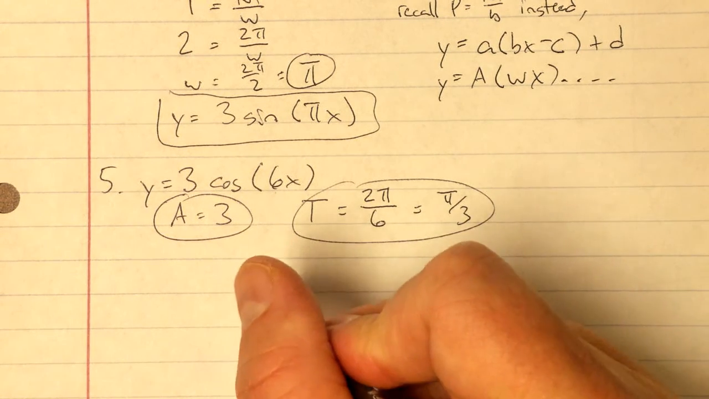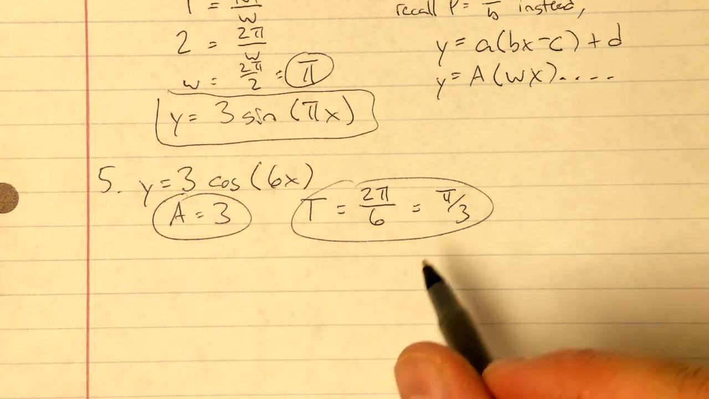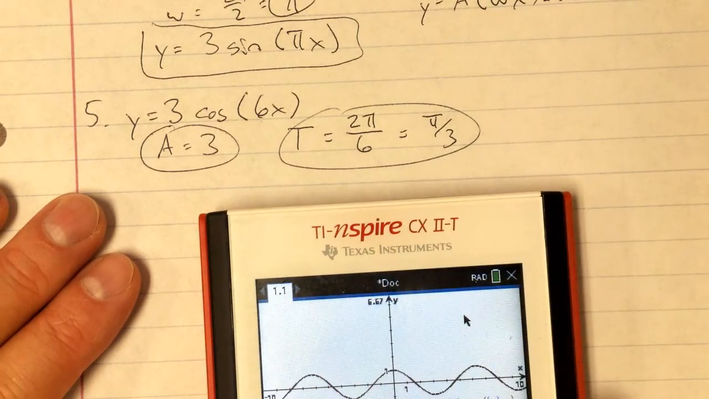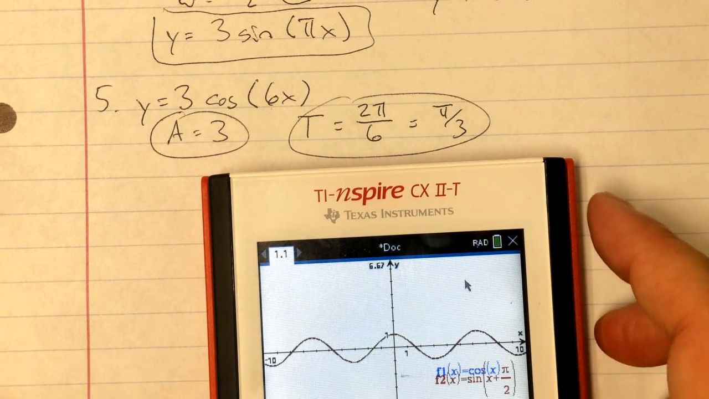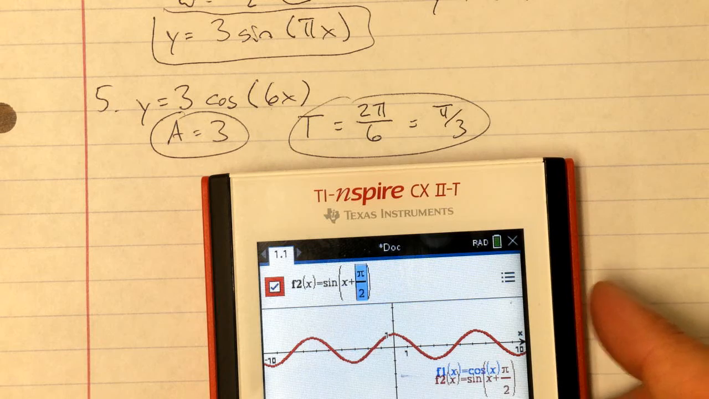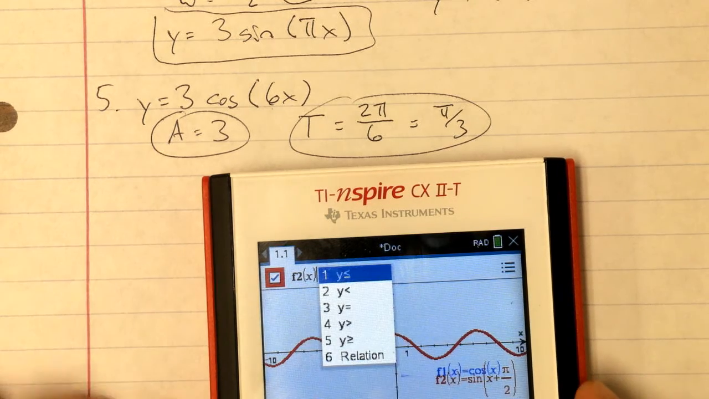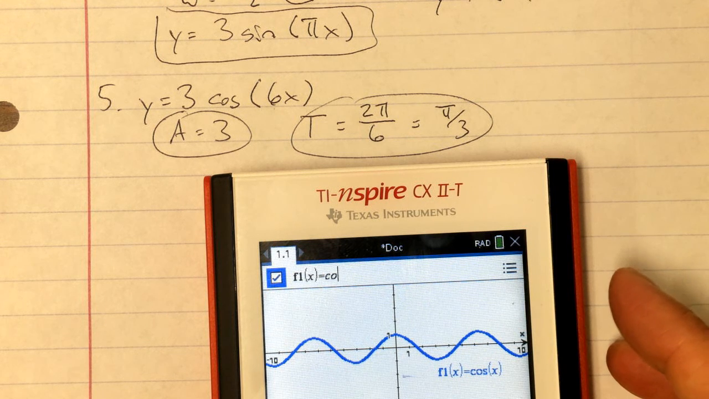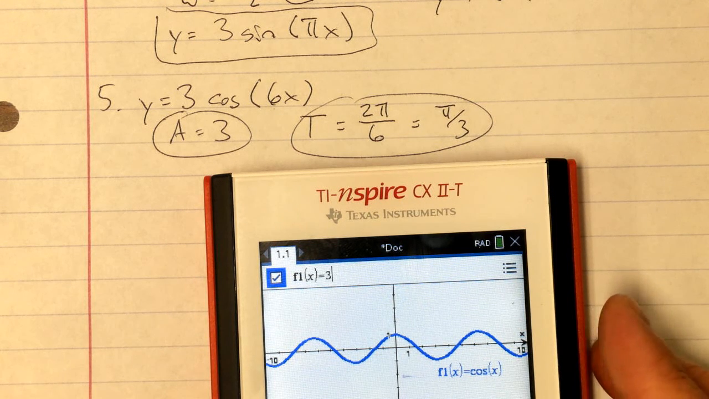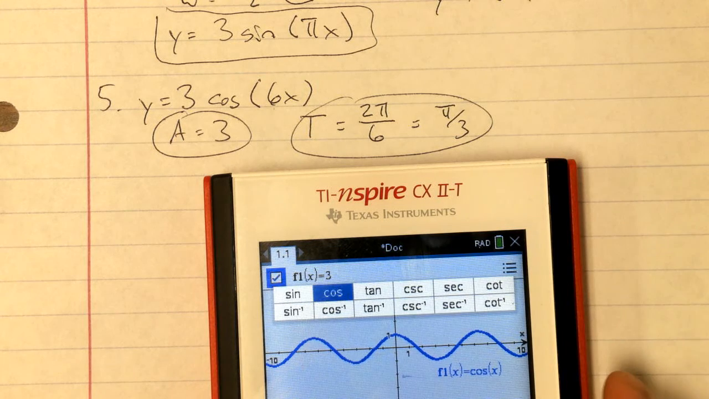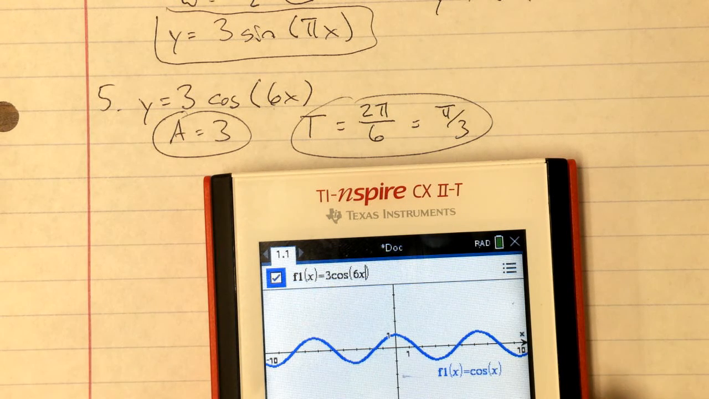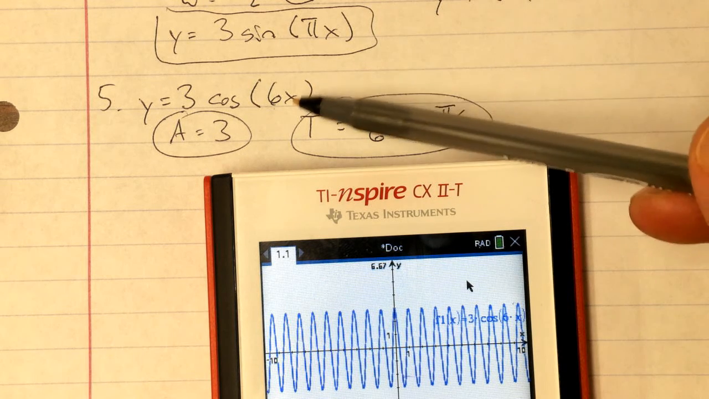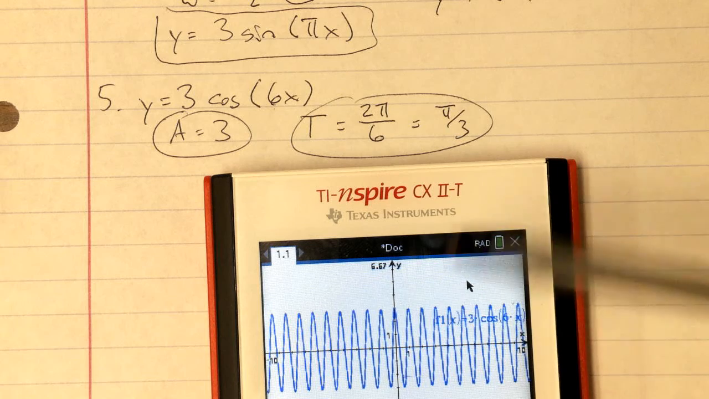So again, think of that as, well, let's graph it to be sure. Is it more wavy or less wavy? Let's find out. Three cosine 6x. Yeah, that's a lot more wavy. So remember, if your number is bigger than 1, it's going to be more wavy.